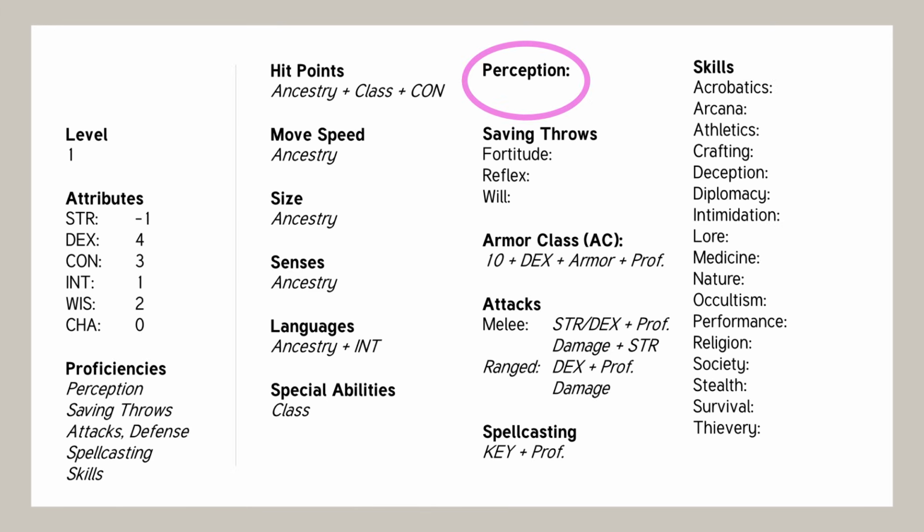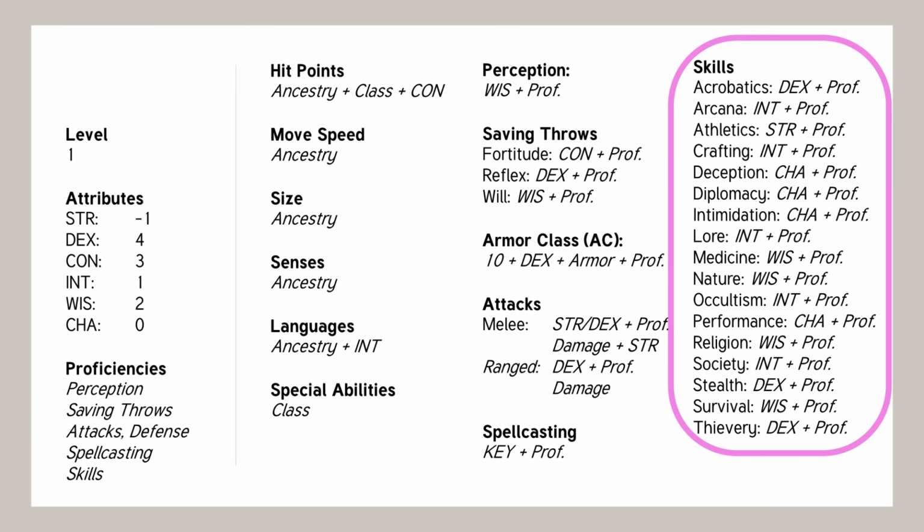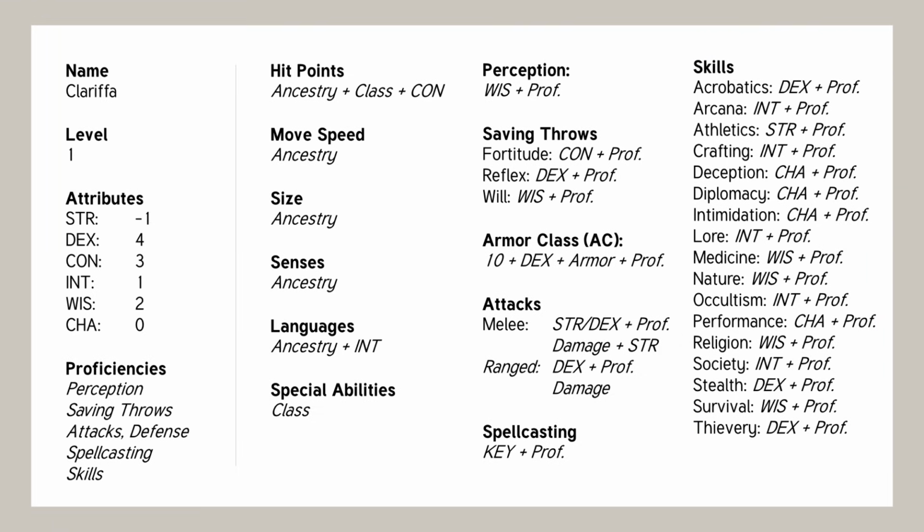Remember, your d20 bonus will equal the relevant attribute modifier plus your proficiency bonus. Your perception is your wisdom plus your perception proficiency bonus. Your fortitude save is constitution, reflex is dexterity, and will is wisdom, plus their respective proficiency bonuses. Your skills will also all have predetermined attribute modifiers which are written here, but you'll probably just want to look them up yourself. Then choose a name, and you're all set to go.